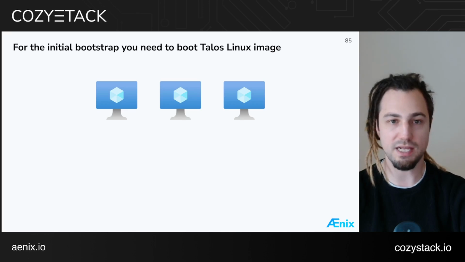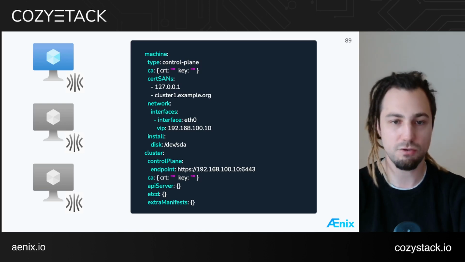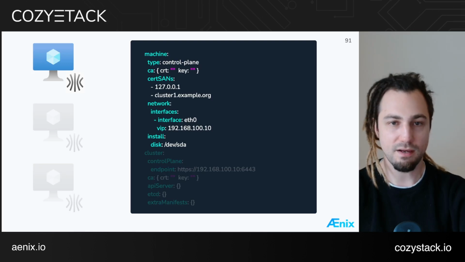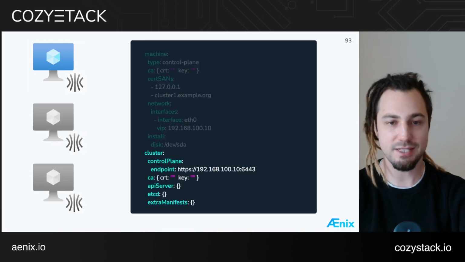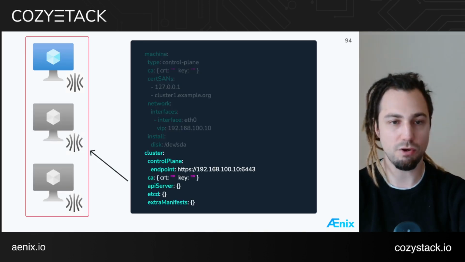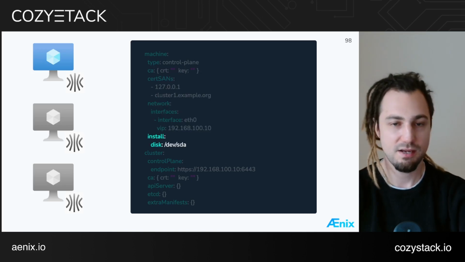So if you want to use Talos Linux, let me explain how it works. You just boot this image in your machines, and then you can configure it with a single configuration file. This single configuration file looks like this. It consists of 2 sections: the machine section, which describes the specific machine, and the cluster section, which describes the configuration for a whole cluster.